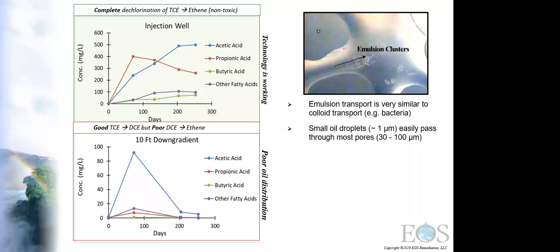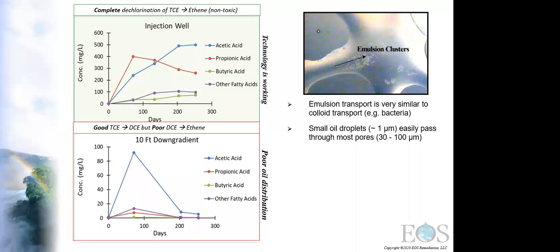And so if we had a good emulsion that was appropriately matched to the aquifer, we would see good transport, and you would see a nice distribution of fatty acids and hydrogen being produced. Now the graph at the bottom outlined in red, that's 10 feet down gradient of that injection well that we were just talking about. And you can see that they did not get oil distributed that far down gradient.